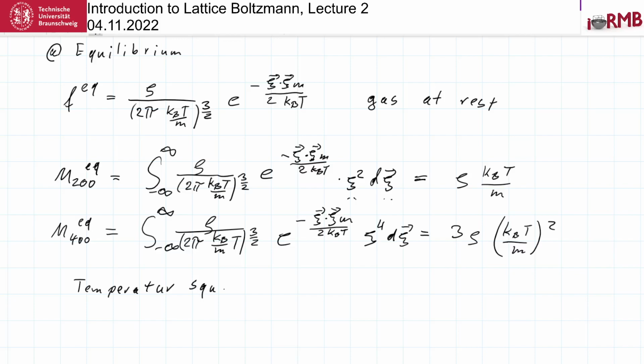Temperature squared. And this is a big problem with many of these moments: you see the same information popping up again and again. And this is something that you usually don't want, and for this you derive moments in a different way.